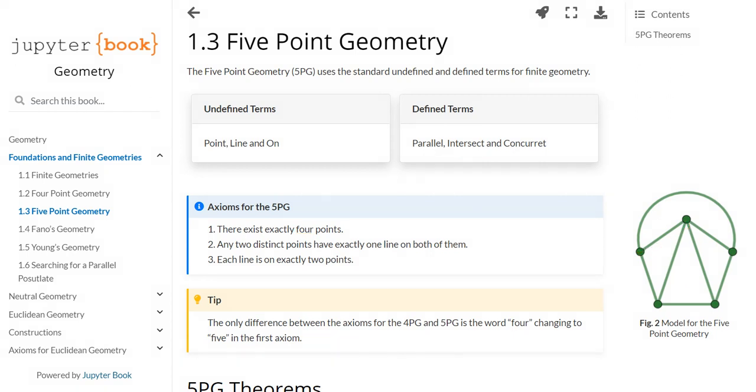Again, trying not to put any extra crossings in there that look like they might be points in the systems. And I was supposed to change the word 4 to 5, but that's the only difference in these axioms. Hopefully by the time you watch this video, I'll have this fixed. So that's the 5-point geometry.